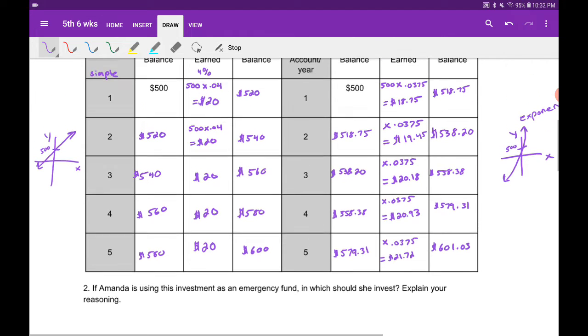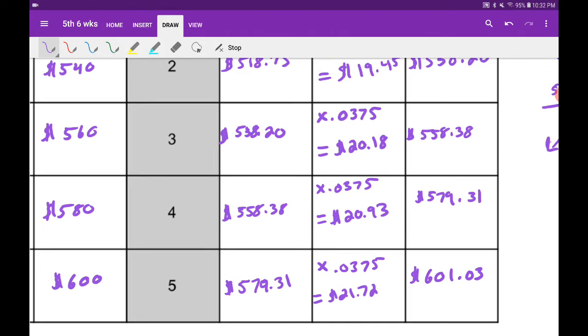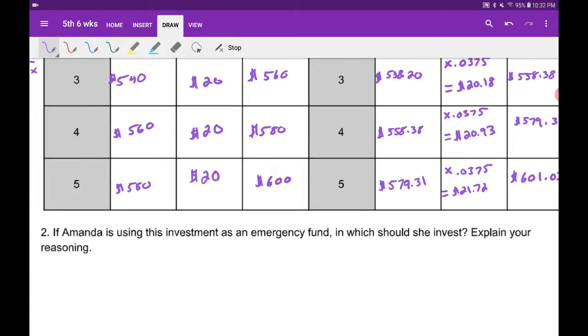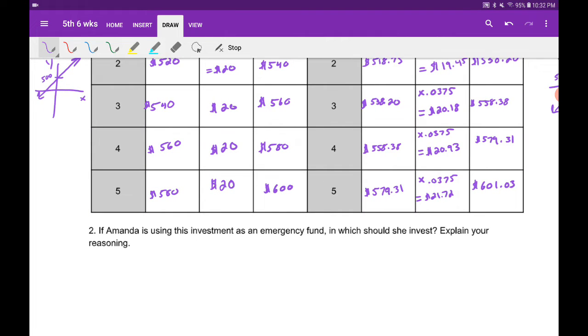Okay, so when you have investments that are at like 12% interest and they average about that, you can make quite a bit of money. And if you have it, it keeps on growing.